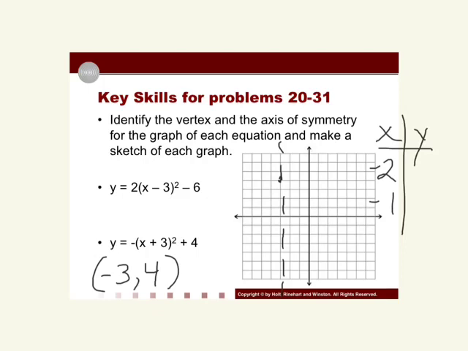So if I plug in negative 2 for this x, negative 2 plus 3 is 1. 1 squared is 1, times the negative is negative 1, plus 4 is 3. So I have negative 2, positive 3. And now I plug in, excuse me, I plug in negative 1. Negative 1 plus 3 is 2. 2 squared is 4. The opposite of 4 is negative 4 plus 4 would be 0. So I have negative 1, 0. And now again, I use my line of symmetry, and now I just make a quick sketch of my graph.